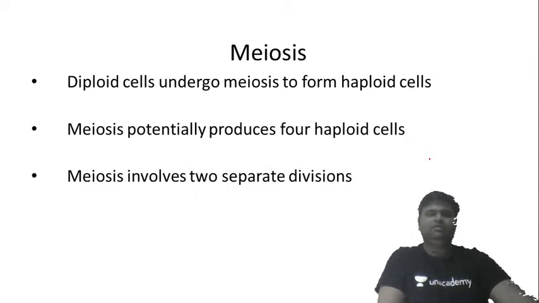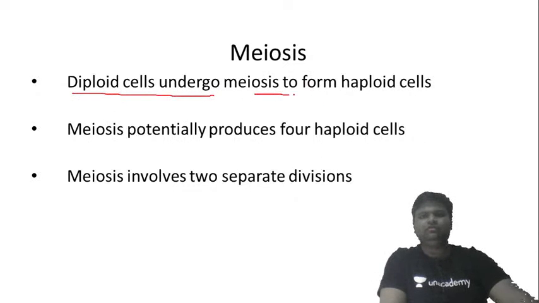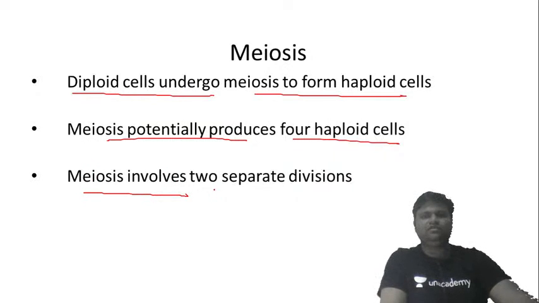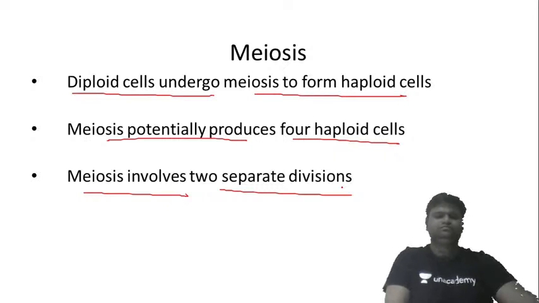So in meiosis, diploid cells undergo meiosis to form haploid cells, and meiosis potentially produces 4 haploid cells. Meiosis involves two separate divisions.